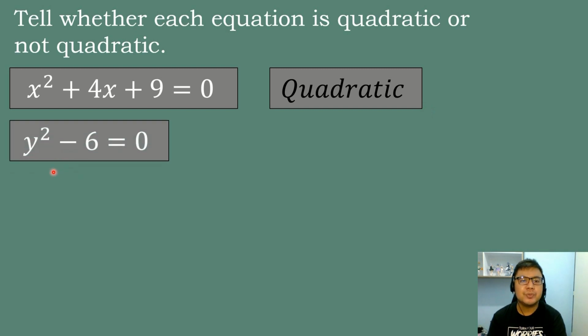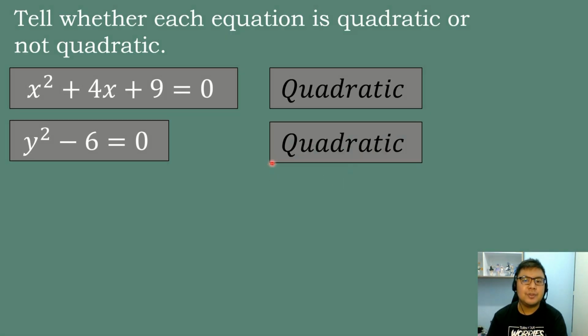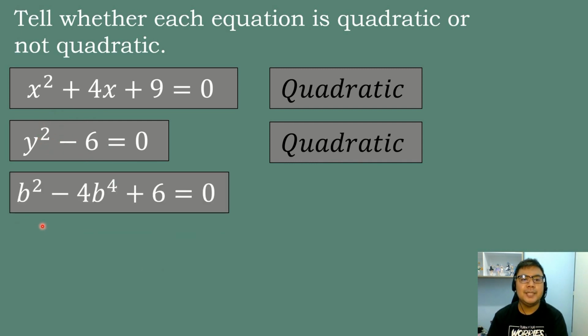How about y squared minus 6 is equal to 0? Is it quadratic or not quadratic? Right, that is correct. It is also quadratic because the highest degree of the polynomial is equal to 2. How about b squared minus 4b to the fourth power plus 6 is equal to 0? Is it quadratic or not quadratic?